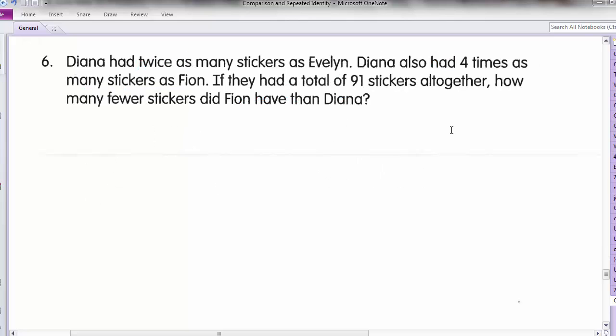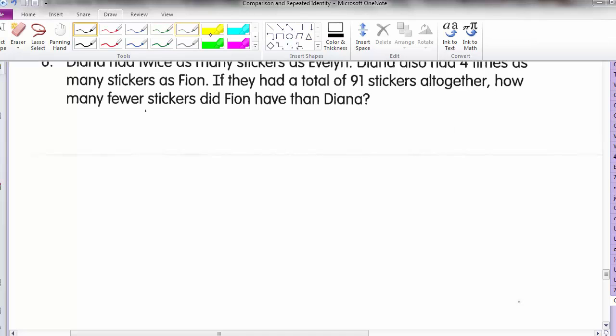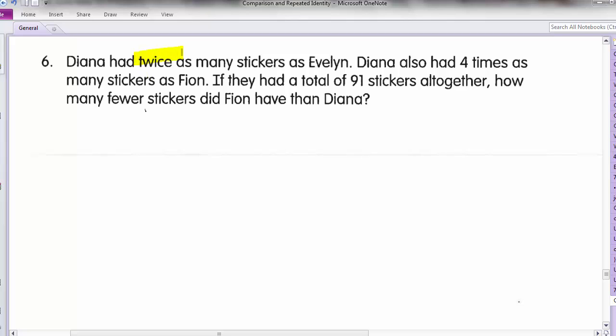Right, question 6. Same thing. Let's look at the question. Diana twice as Evelyn. Diana also had 4 times as Fionn, total of 91 stickers. How many fewer stickers did Fionn have than Diana? So I need to compare Fionn and Diana later. Alright, so first let's draw the model. So Diana, twice of Evelyn. So Diana is 2 times of Evelyn.